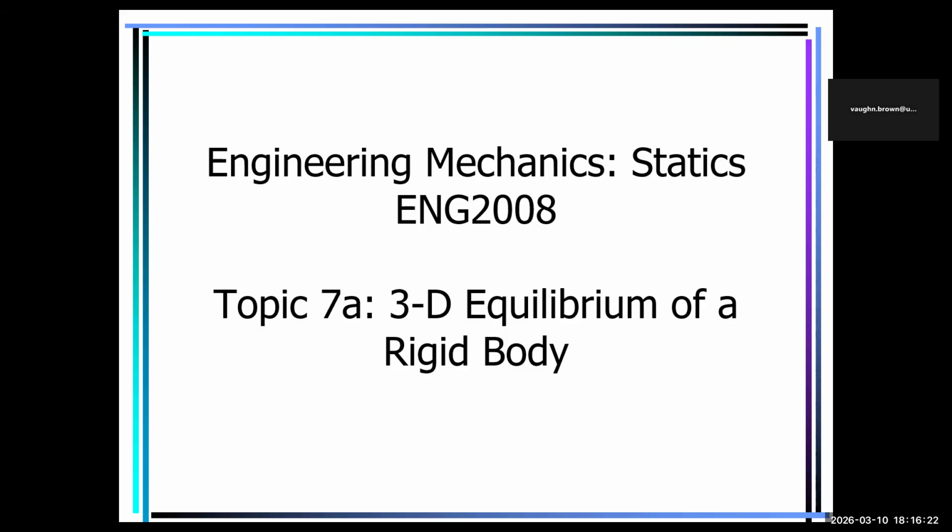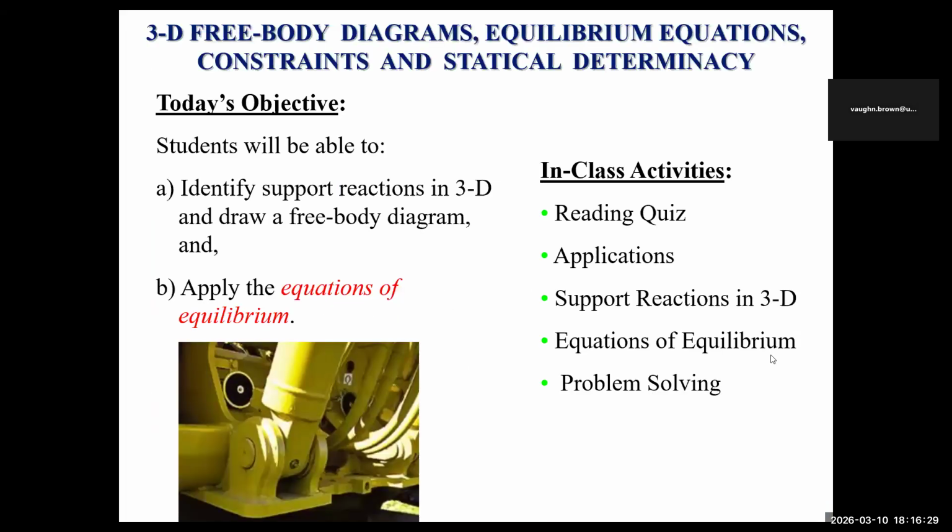All right. So this is 3D equilibrium of a rigid body. All right. So let's jump into it. So typically we're going to be looking at reactions at a 3D support, identifying support reactions in 3D, and then drawing a free body diagram and also how to apply the equilibrium equations. So this is what this exercise is all about.